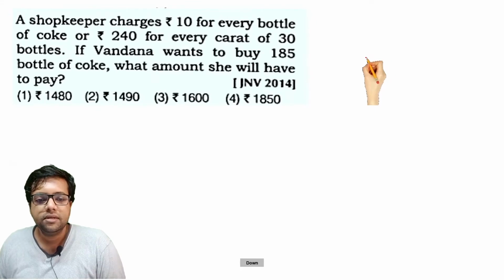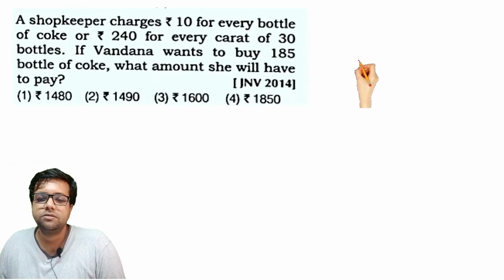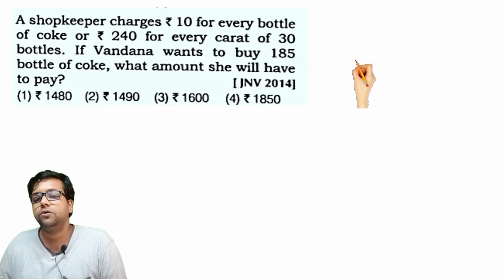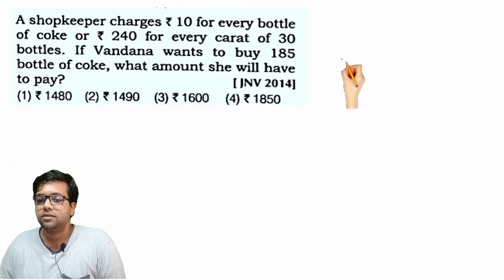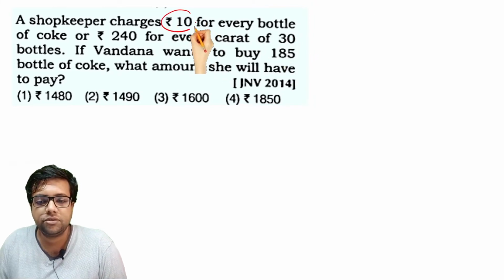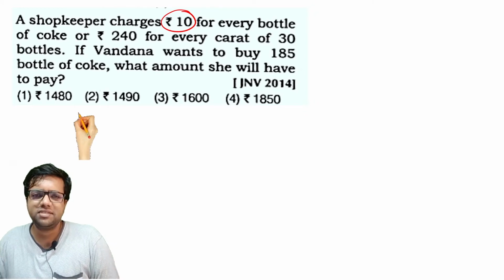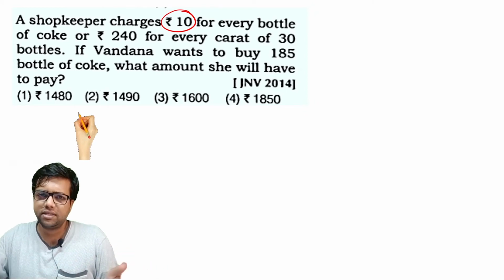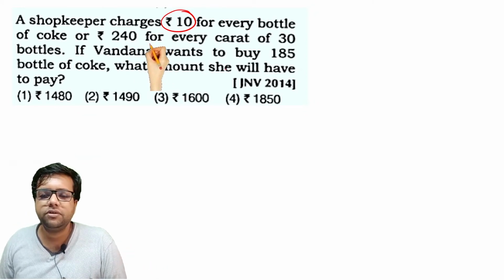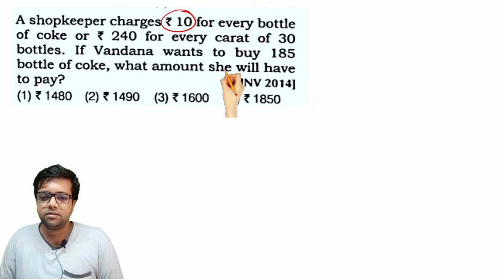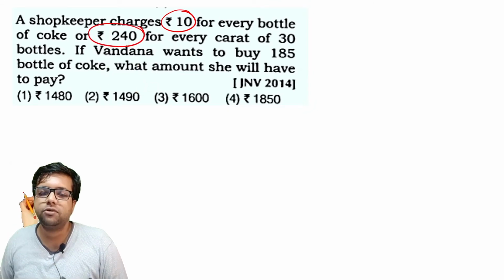A shopkeeper charges 10 rupees for every bottle of Coke, or 240 rupees for every carat of 30 bottles. If it is a single bottle, he will charge you 10 rupees. If it is a group of 30 bottles in a carat, meaning a tray in which all the 30 bottles are kept, so if you are buying all the 30 bottles at once, you will have to pay 240 rupees for 30 bottles.